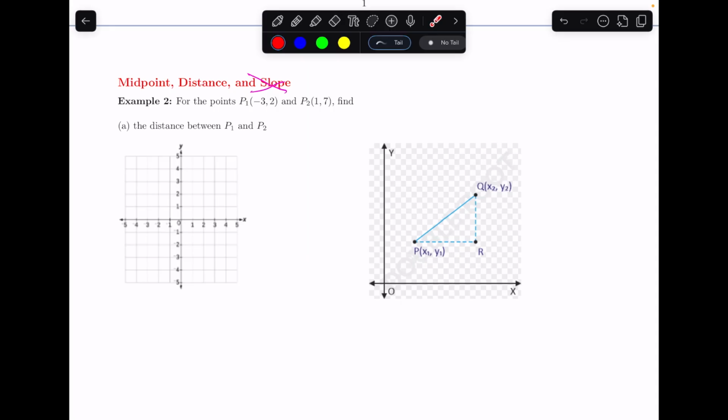I first want to find the distance between P1 and P2. So let's plot these points. The point P1, x is -3 and y is 2. That would be here. So P1 occurs when x is -3 and y is 2. And then P2, the x value is 1 and the y value is 7. So that would be somewhere up here. So P2 is at 1, 7.